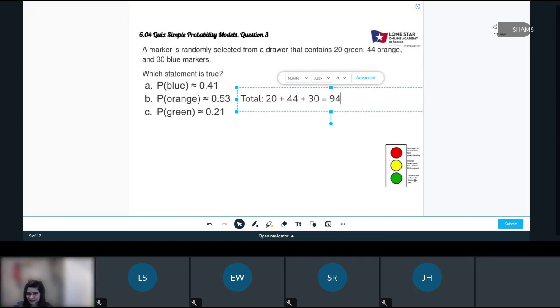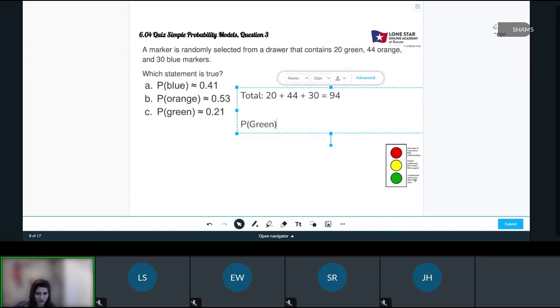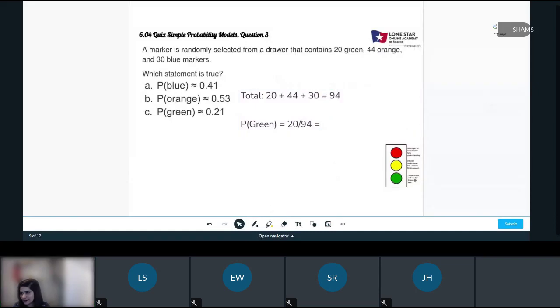So let's find the percent for greens. The first color is green. There's 20 greens, right? If you want to find the probability of green, you know that green is 20 out of 94. So you divide 20 divided by 94 and find out how much. That will tell you for green.